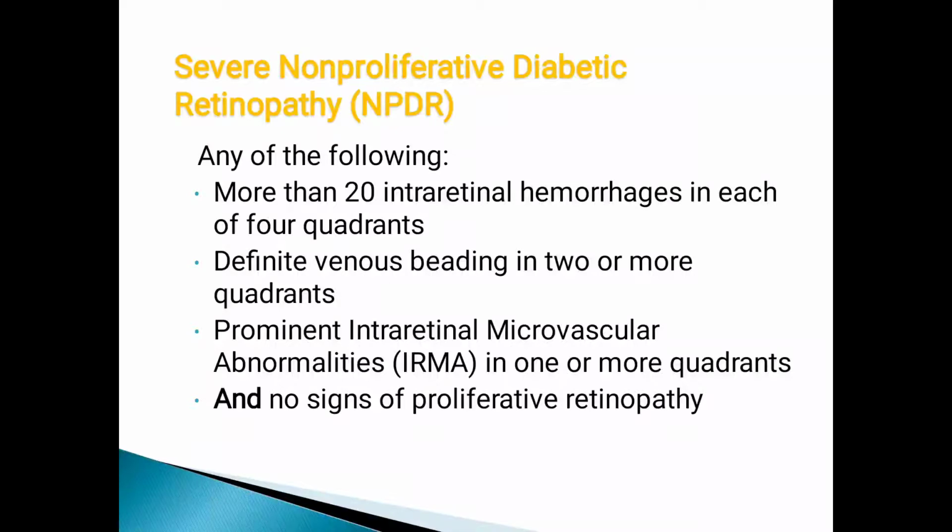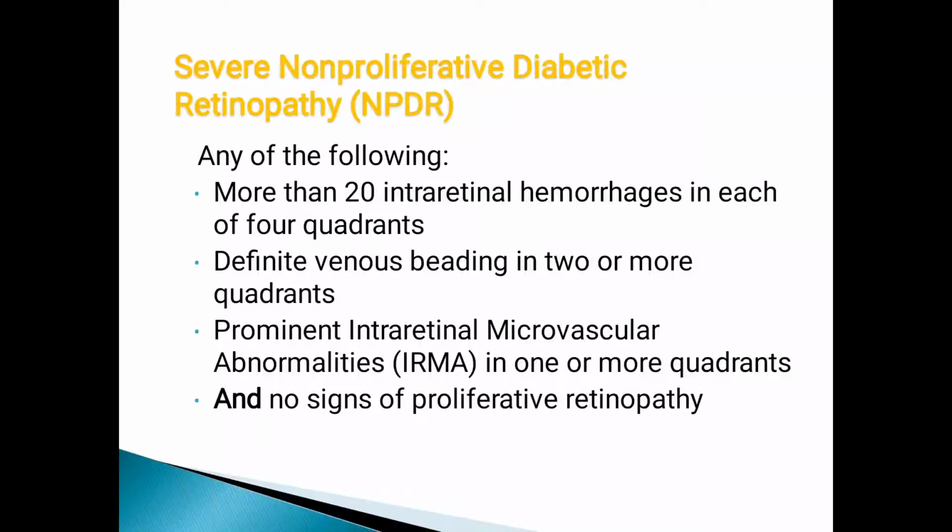Then venous beading in 2 or more quadrants. Venous beading means dilatation of big veins, and it is considered to be a more severe feature. So that's why if venous beading is present in 2 or more quadrants, we can deem the patient is having severe NPDR. And prominent intraretinal microvascular anomalies, so IRMAs.